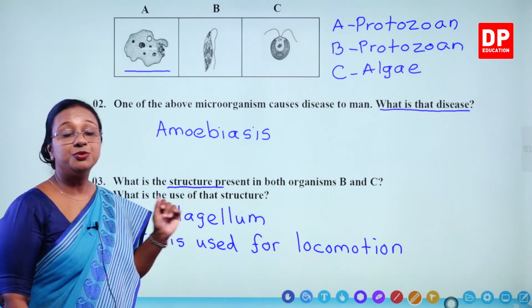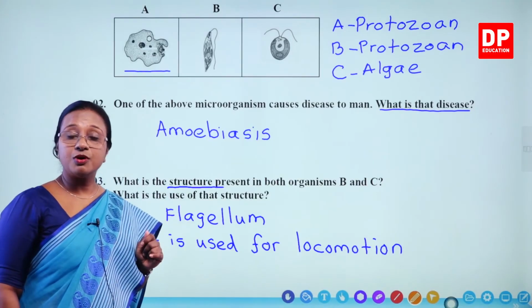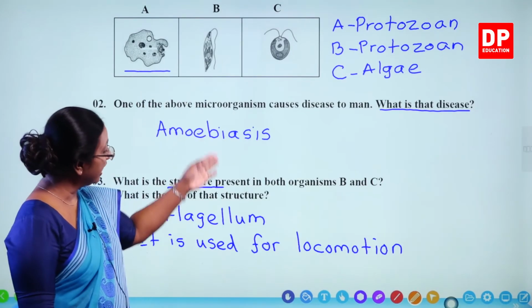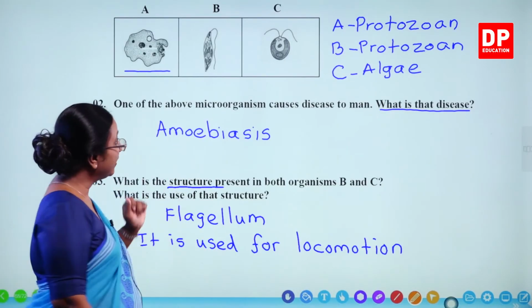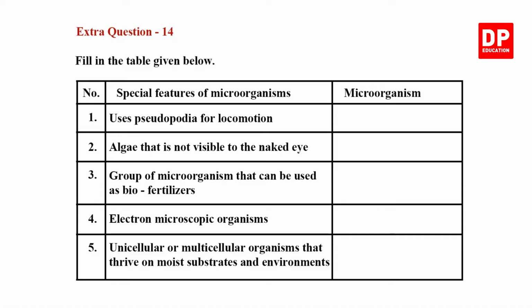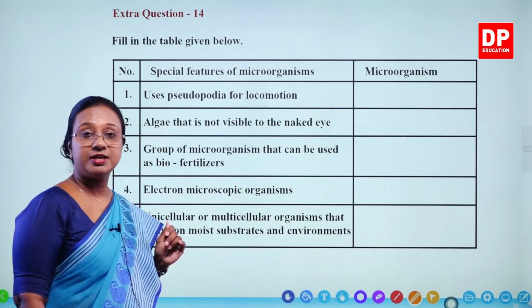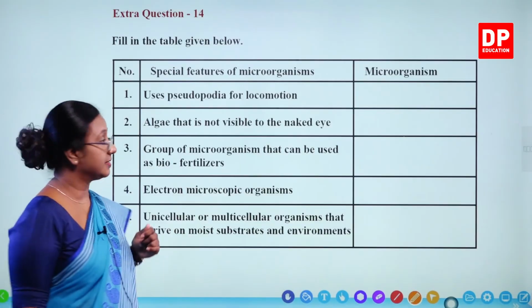I am sure you were able to answer these questions. There's no way you can go wrong. You can easily identify the organisms and then you can write the answers related to them. So with that, then I'll move on to the 14th question, extra question 14. Fill in the table given below. So here you can see special features of microorganisms are given and they want you to write the microorganism.